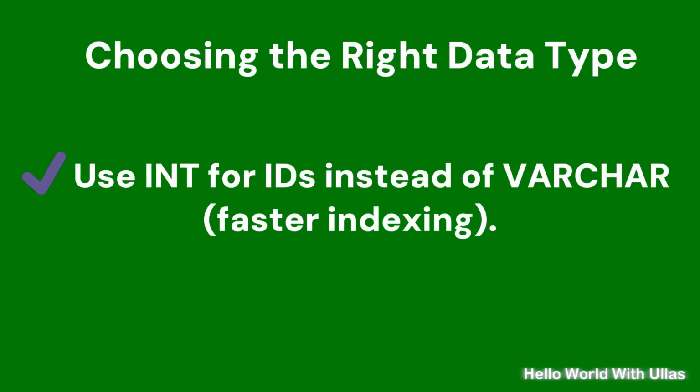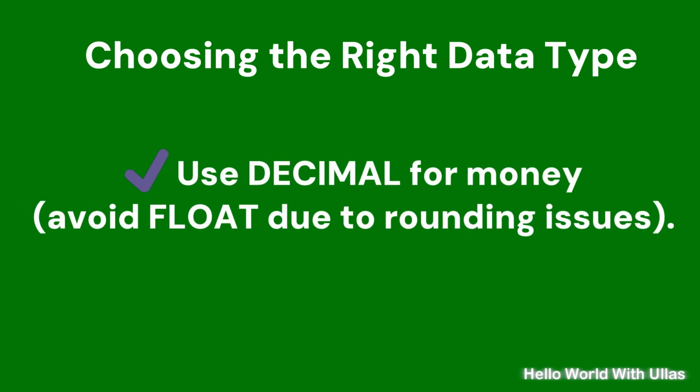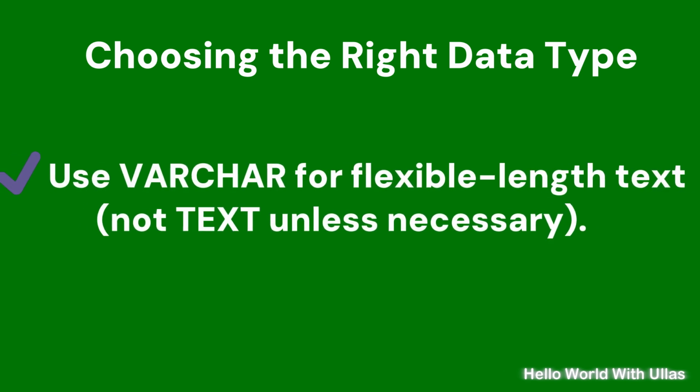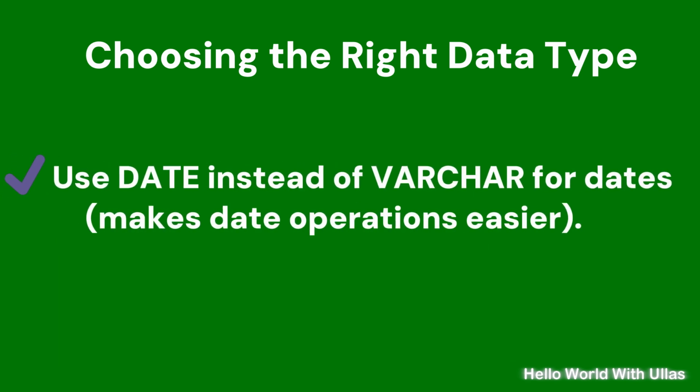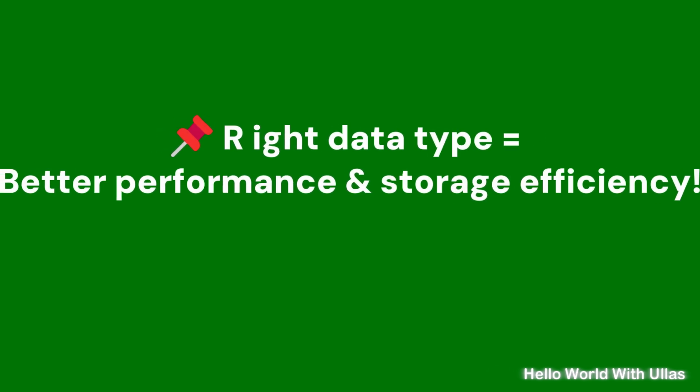Use int for IDs instead of varchar because it offers faster indexing. Use decimal for money. Avoid float due to rounding issues. Use varchar for flexible length text, not text unless necessary. Use date instead of varchar for dates. It makes date operations easier. The right data type equals better performance and storage efficiency.